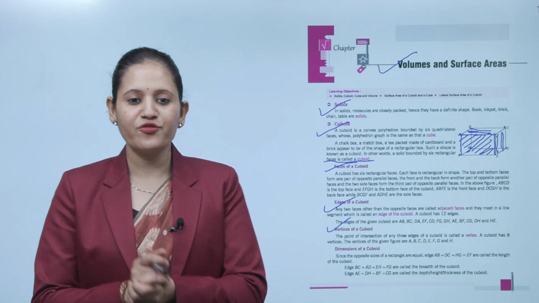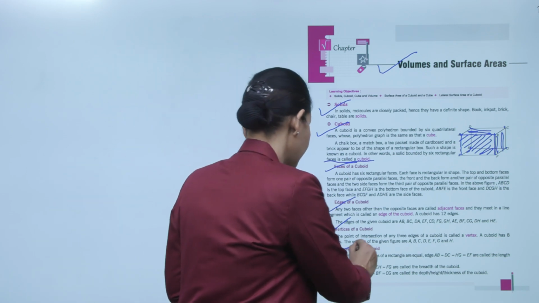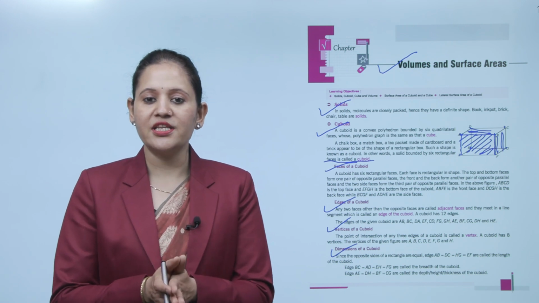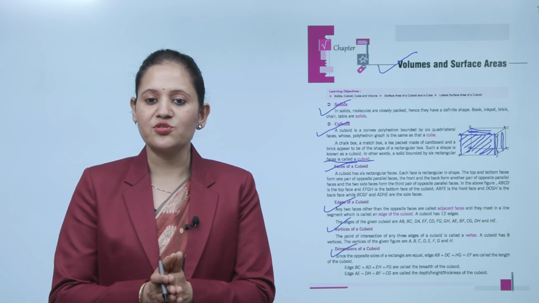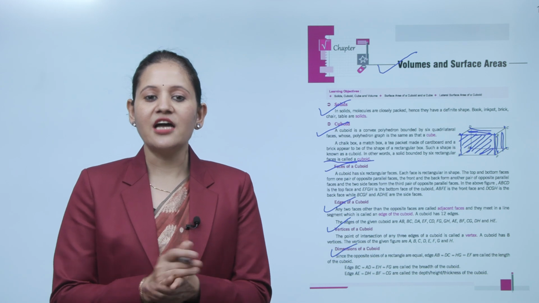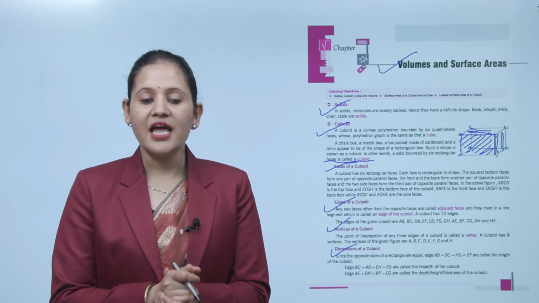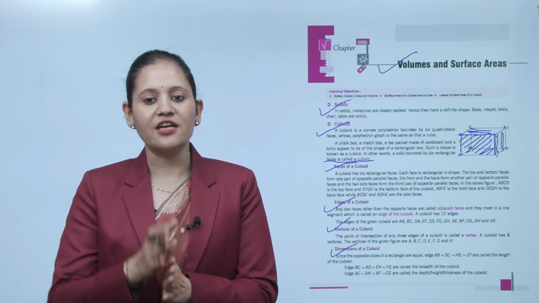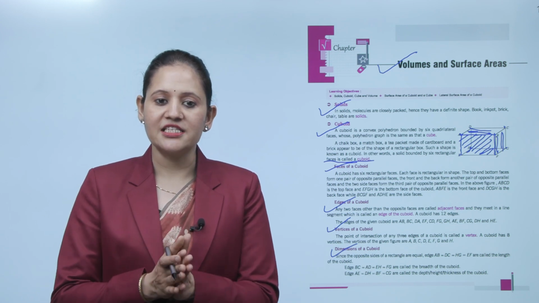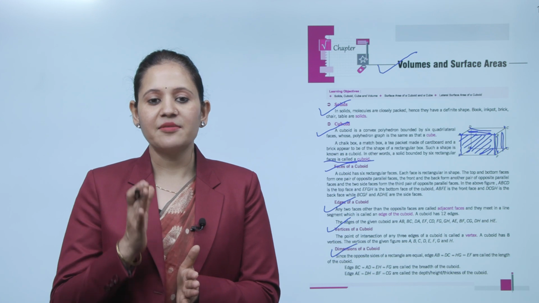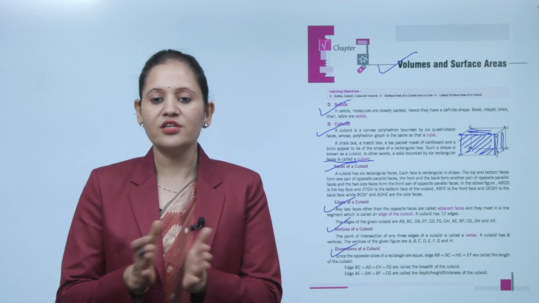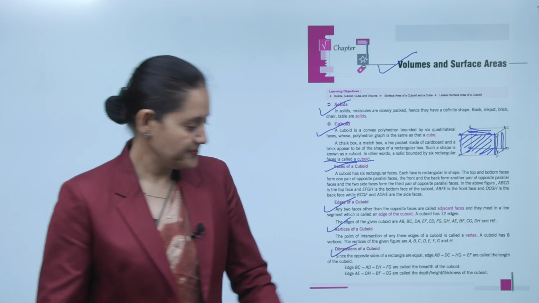Next is dimensions of a cuboid. Since the opposite sides of a rectangle are equal, the edges AB equals DC equals HG equals EF are called the length of the cuboid. Edges BC, AD, EH and FG are called the breadth of the cuboid, and edges AE, DH, BF, CG are called the depth, height or thickness of the cuboid. Clear?